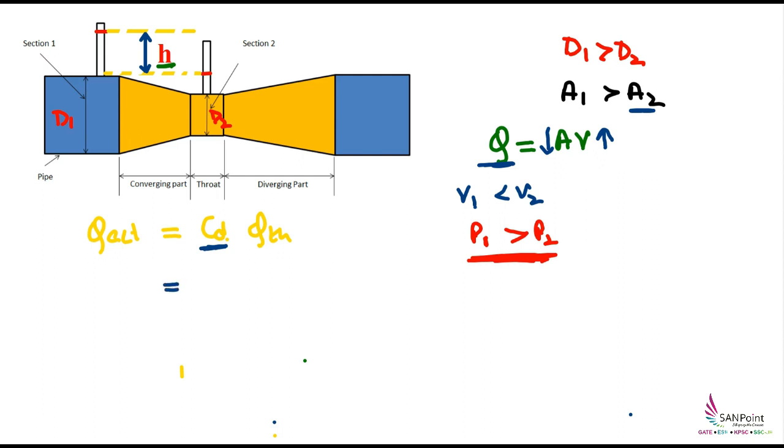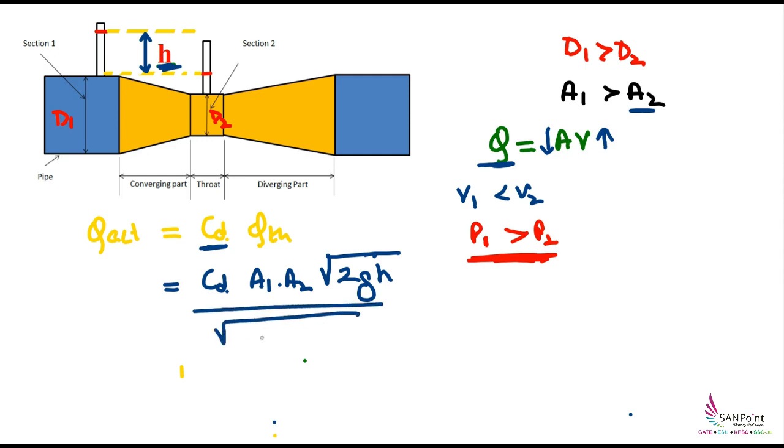So now if I substitute the values, the formula becomes CD into A1 into A2, which are the respective areas at section 1 and section 2, multiplied by under root 2 times g into h. Now this h is basically the h we can see in the figure here, which is the pressure difference at section 1 and section 2, whole divided by under root of A1 square minus A2 square.